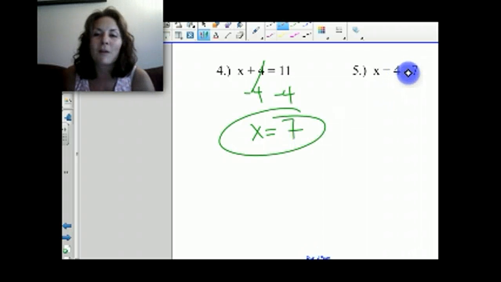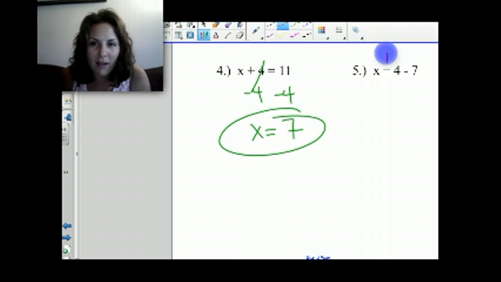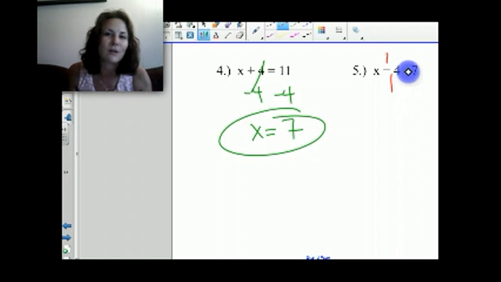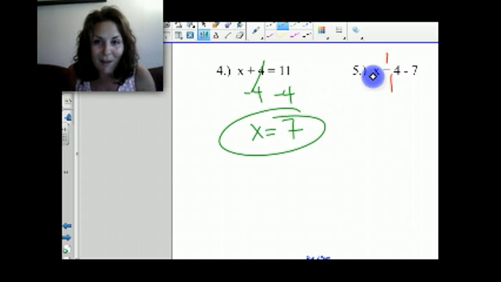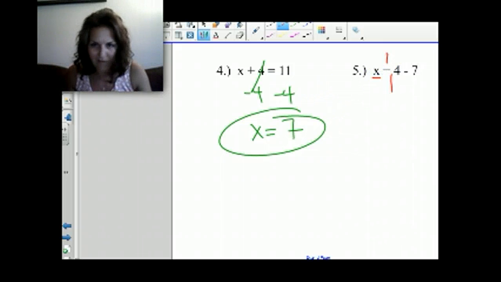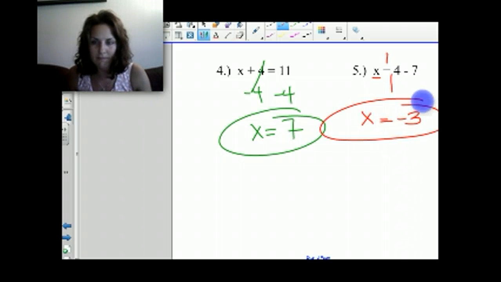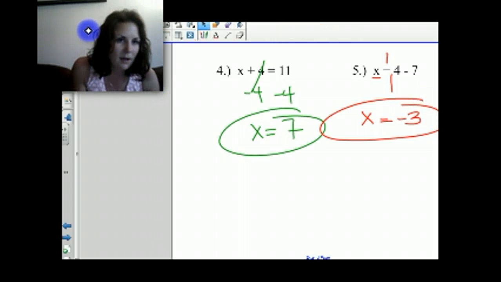X equals 4 minus 7. Now this one's funny. Students want to add 7 to both sides because they see the subtraction, and that's the one operation here, right? Here's the equals, there's a subtraction, so let's add 7. Don't do it. The x is already by itself. Haha, tricky. So x equals, you simplify. 4 minus 7 is negative 3.